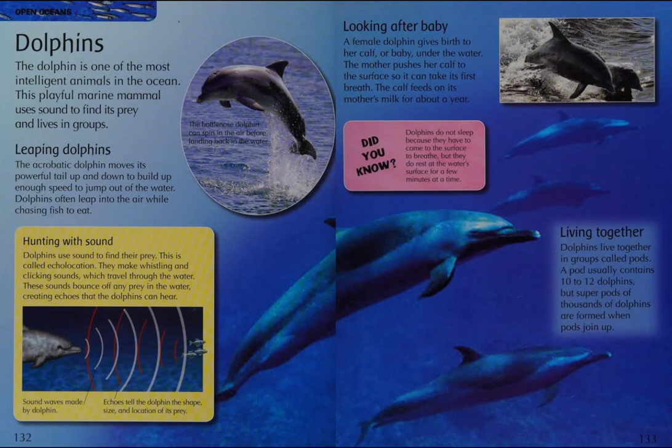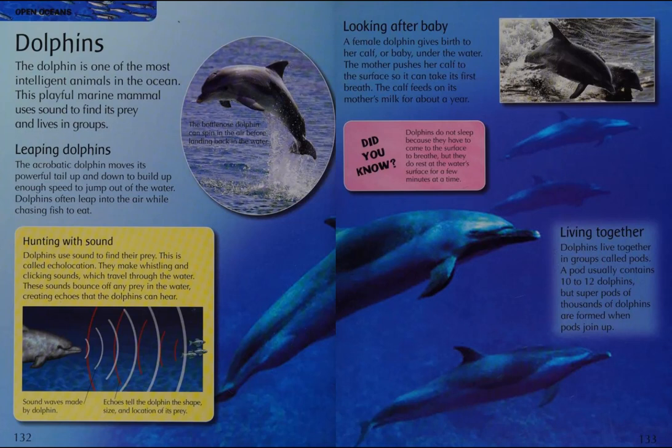Dolphins. The dolphin is one of the most intelligent animals in the ocean. This playful marine mammal uses sound to find its prey and lives in groups. Leaping dolphins. The acrobatic dolphin moves its powerful tail up and down to build up enough speed to jump out of the water. Dolphins often leap into the air while chasing fish to eat. The bottlenose dolphin can spin in the air before landing back in the water.